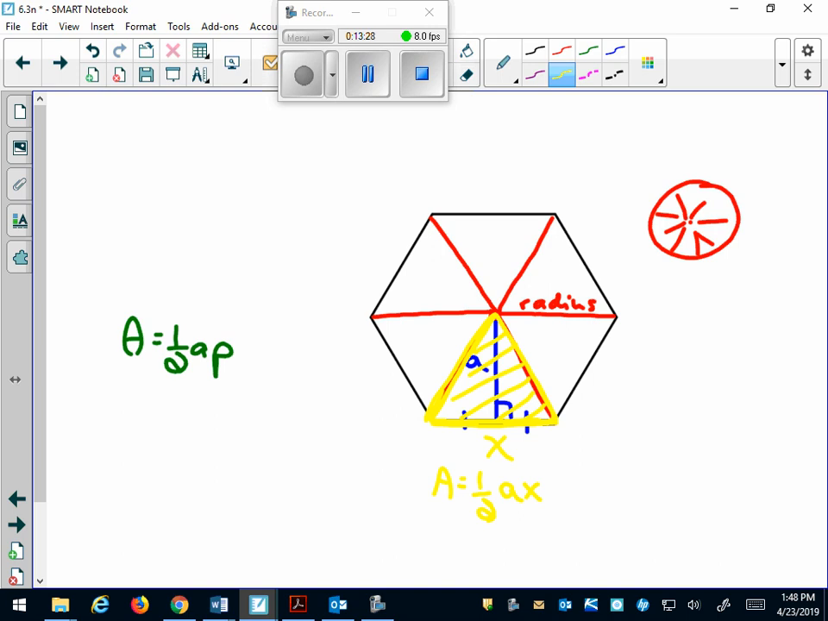Multiply it by the number of triangles there are. In this case, 6. So you would multiply this by 6, right? Well, what would 6x be representing in this polygon? The perimeter, right? If this is x, and there's 6 of them, 6x would be the perimeter. So you see where that 1/2 AP comes from? It's basically the area of the triangle times the number of triangles. Make sense?